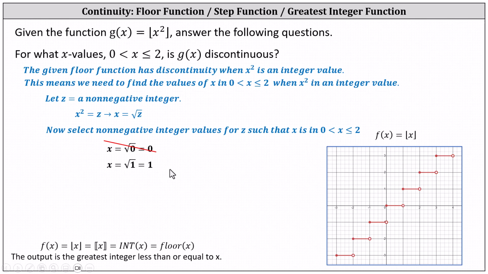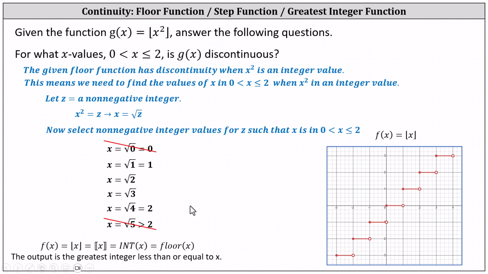And now we'll try z equals 2, which gives us x equals the square root of 2. The square root of 2 is greater than 0 and less than 2. This is also a solution. And now we'll try the next integer, z equals 3. The square root of 3 is also in the interval, which is a solution. And now we'll try z equals 4. Z equals 4 gives us x equals the square root of 4, which is 2. And notice 2 is in the interval. 2 is a solution. If we try z equals 5, we get x equals the square root of 5, but that's greater than 2. It's not in the interval, and therefore it's not a solution.